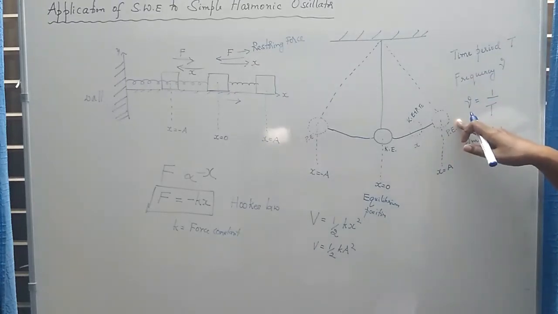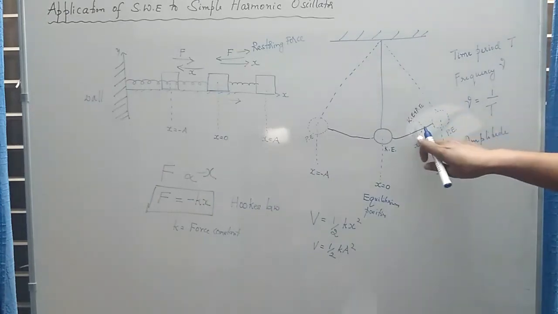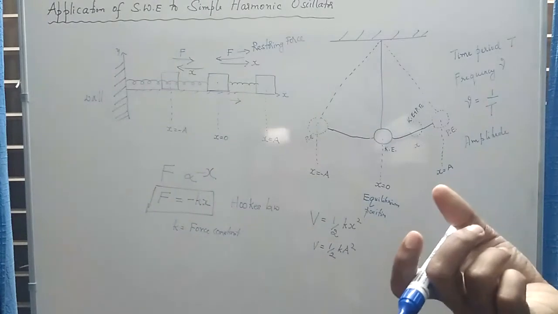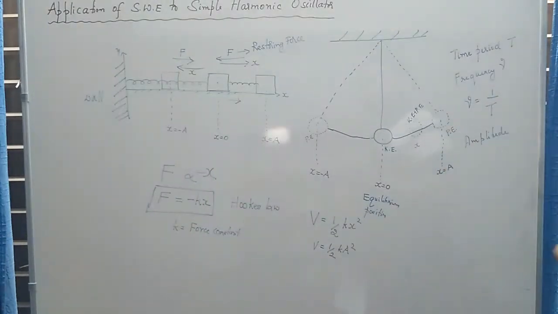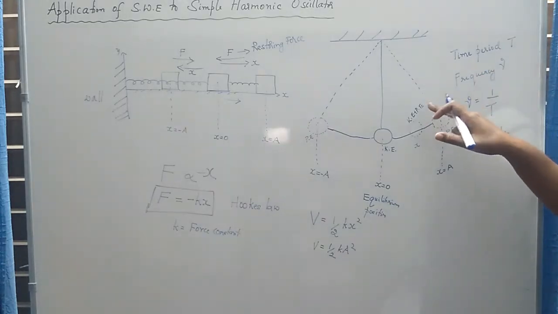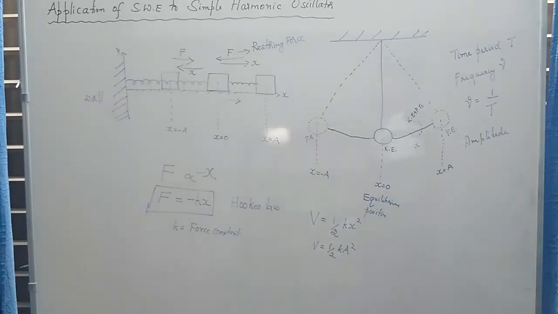Here all the energy is in the form of potential energy. Here potential energy is maximum and all the energy is in the form of potential energy. At some intermediate position, some part of the energy is in the form of kinetic energy and some part of the energy is in the form of potential energy. So neither kinetic energy is maximum here, nor potential energy is maximum. So the total energy is the sum of kinetic energy and potential energy.